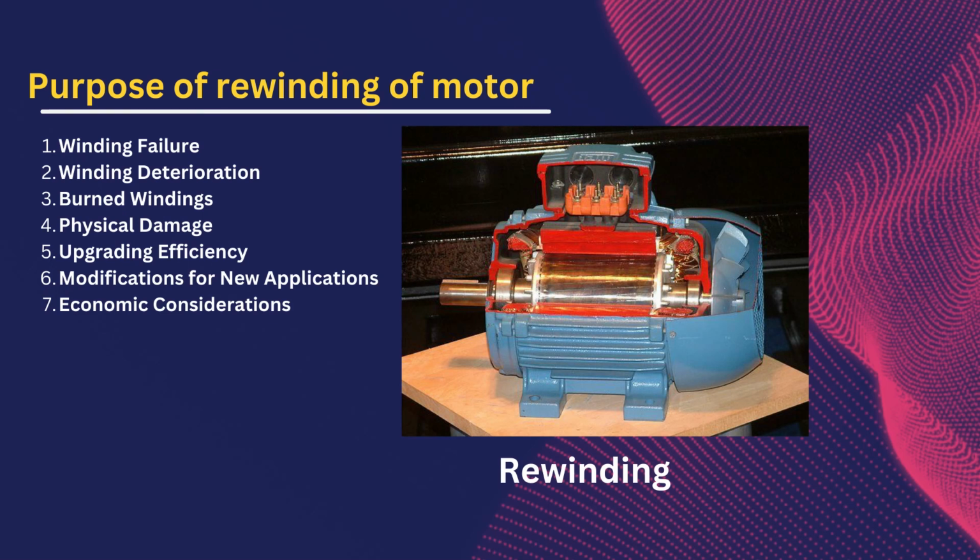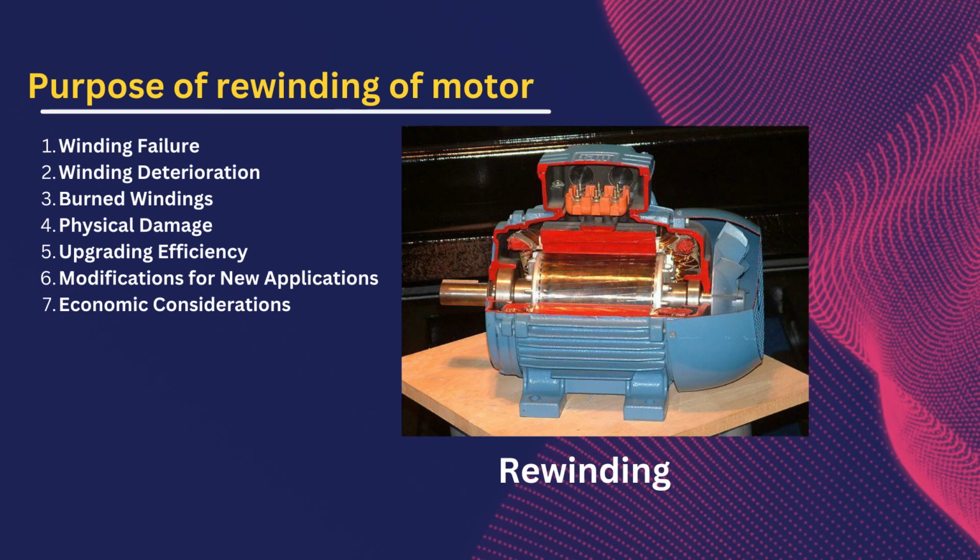Fourth is physical damage. Physical impacts or mechanical stresses can damage the motor windings, resulting in electrical faults or reduced performance. Rewinding can address the damage by installing new windings. Fifth, upgrading efficiency. In some cases, older motors may have lower efficiency ratings compared to modern high efficiency motors. Rewinding can be done with improved winding configurations and materials to enhance the motor's efficiency.